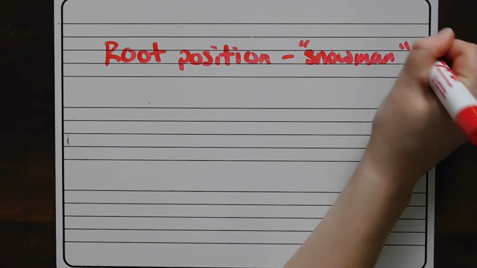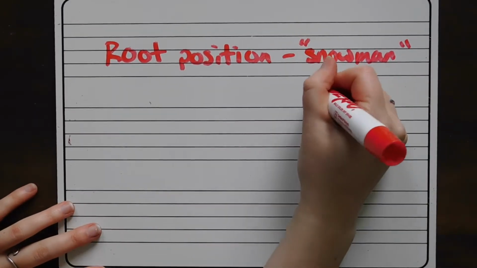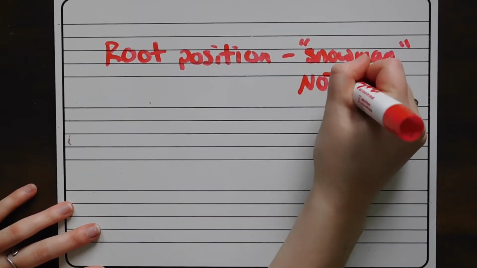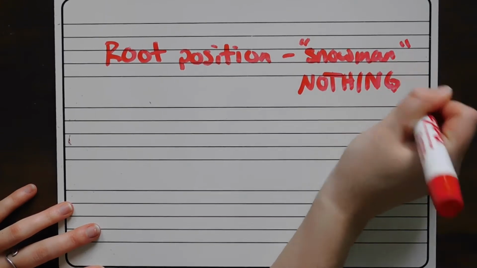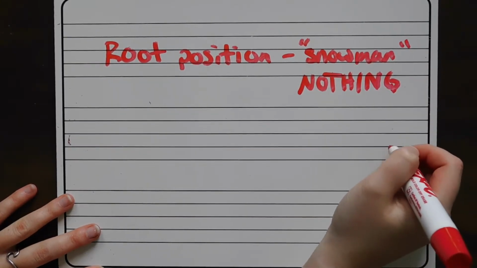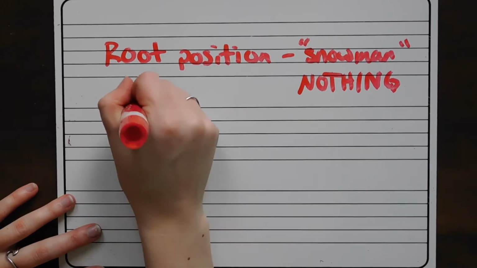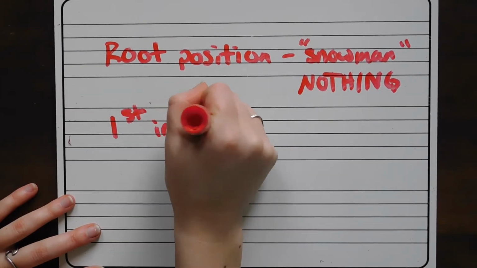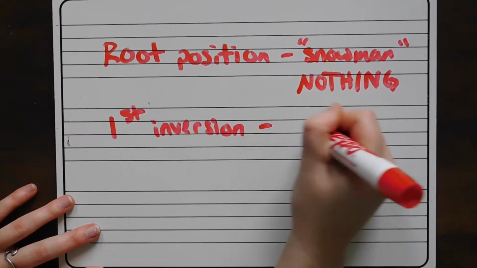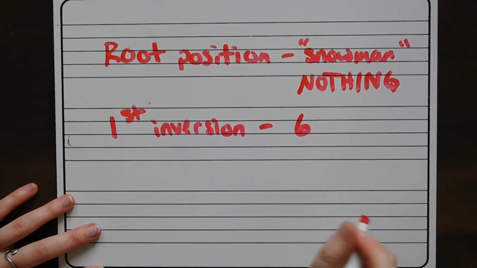Snowman, right? And when we label those, we're not going to put anything. So that's going to be a nothing label. This will make sense why I'm putting nothing right now. The next one that we're going to do is called first inversion. First inversion triad, and that is going to have a label of a 6.